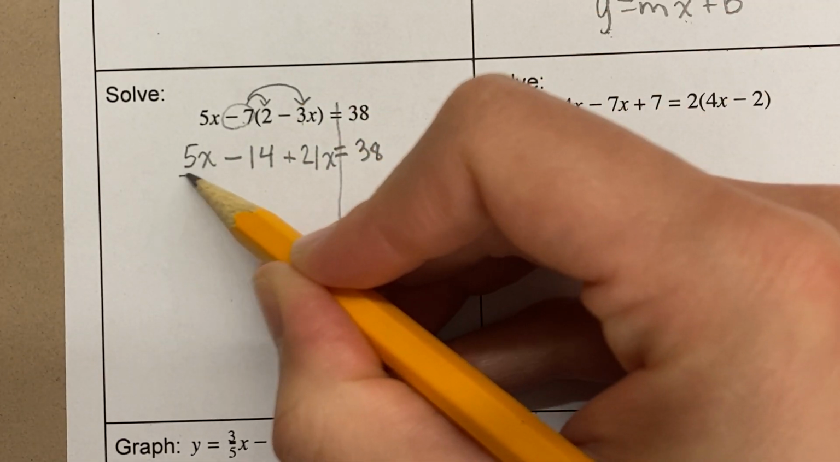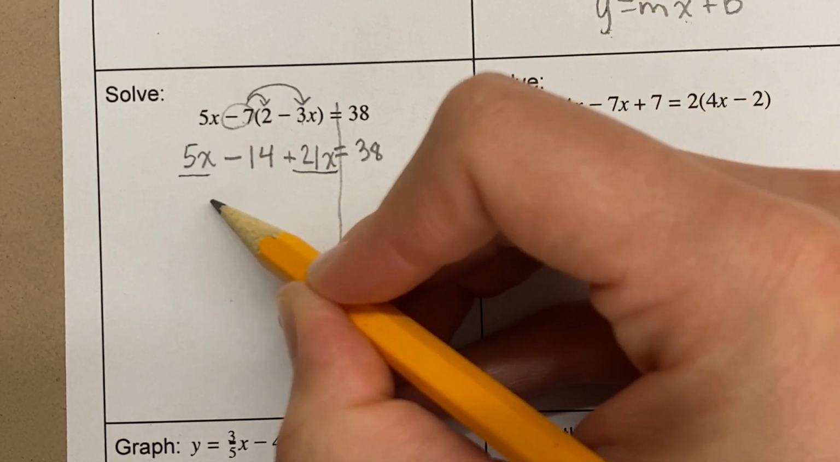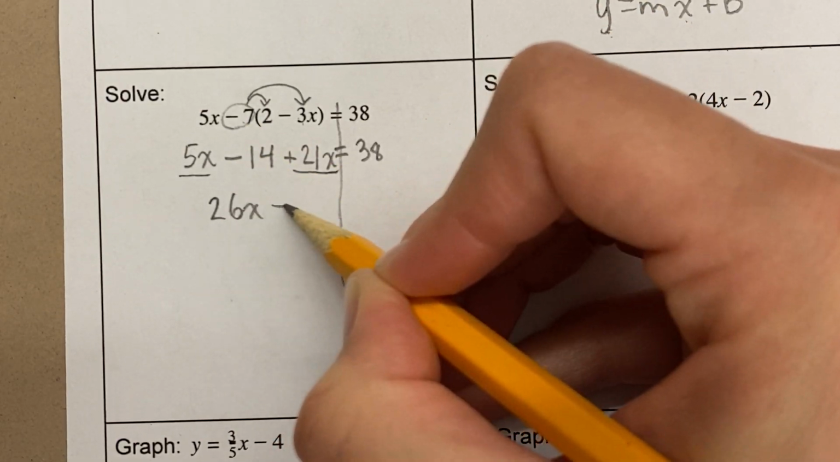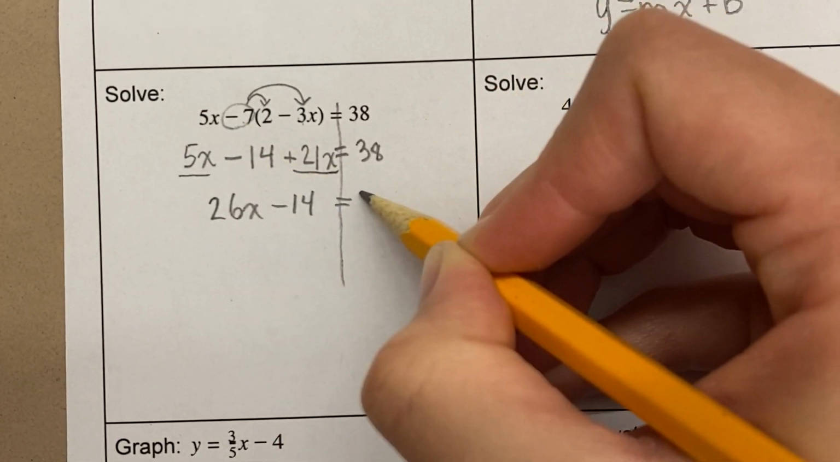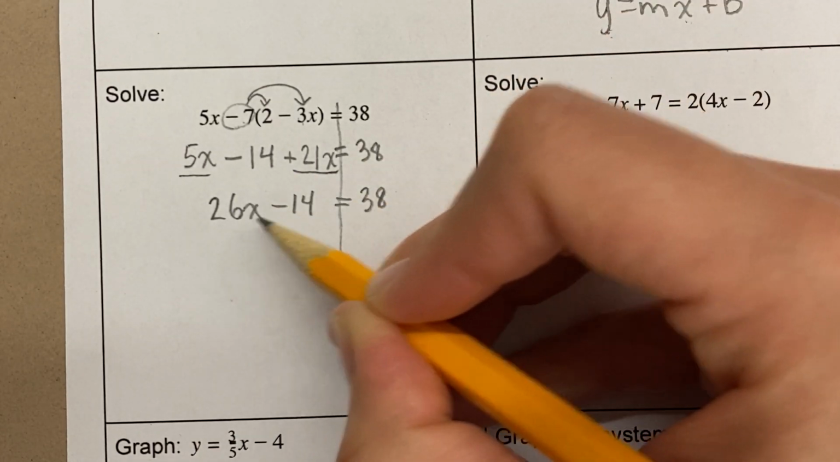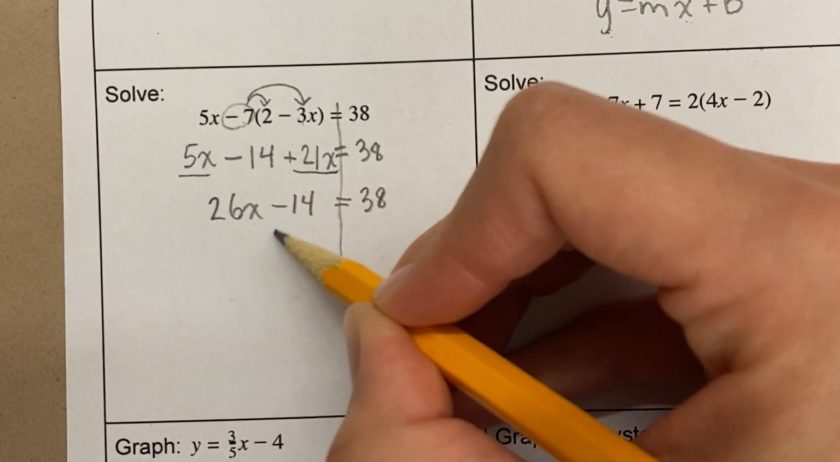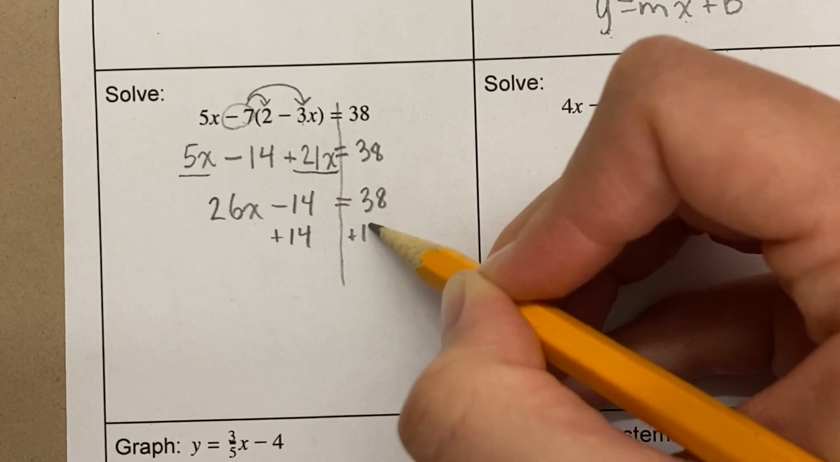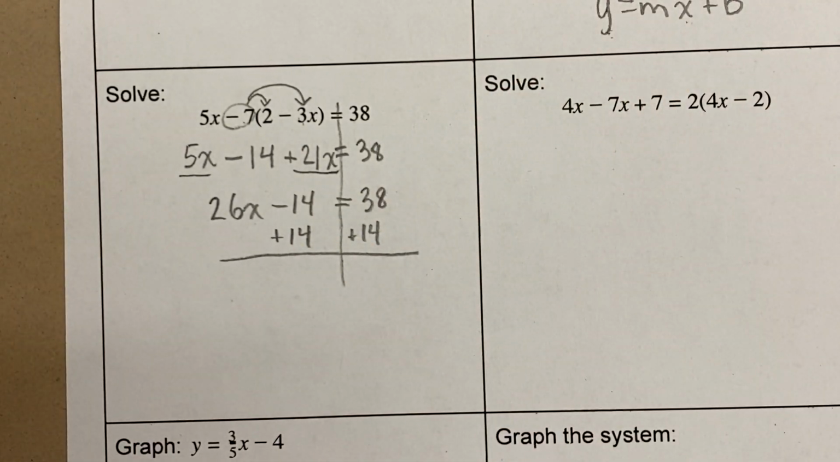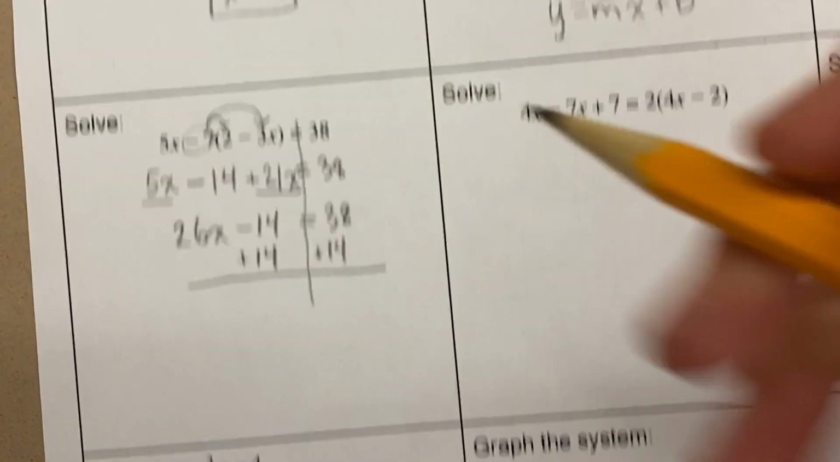Okay, I'm going to combine like terms right here. So that's 26x minus 14 equals 38. Now I'm looking to get x by itself. Right now I have all the x's together, and I'm just looking to get rid of everything else. Start by adding 14 to both sides. Now it's very much like this problem.